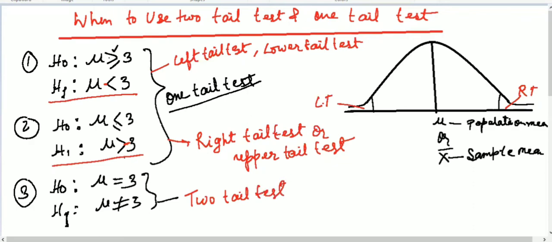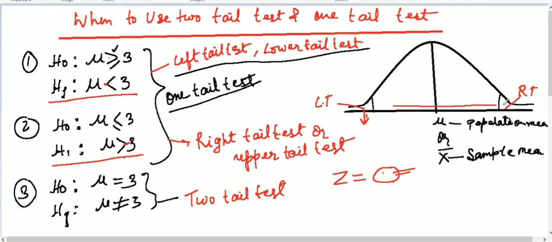So in a left tail test, when you are finding your Z score, your calculated Z score will lie only in the left tail. From here only you can decide whether you have to accept or reject the null hypothesis. For a left tail test, this whole area is accepted. This whole area you have to accept. And only this is the rejection area for a left tail test.